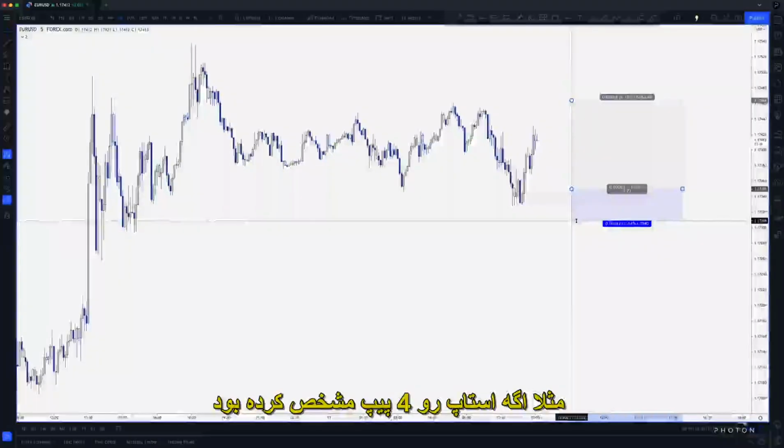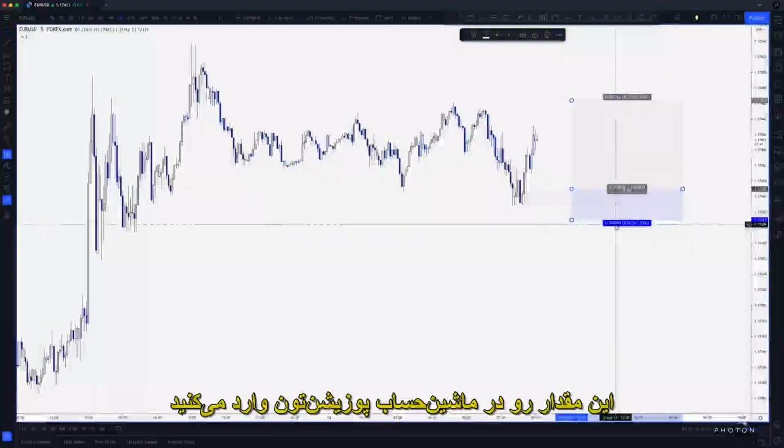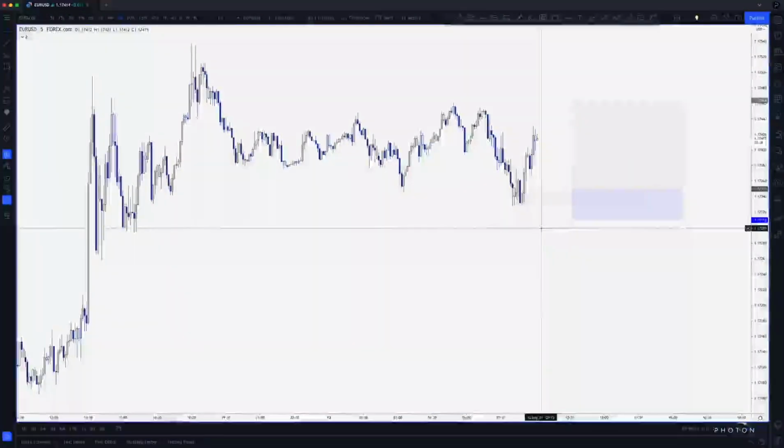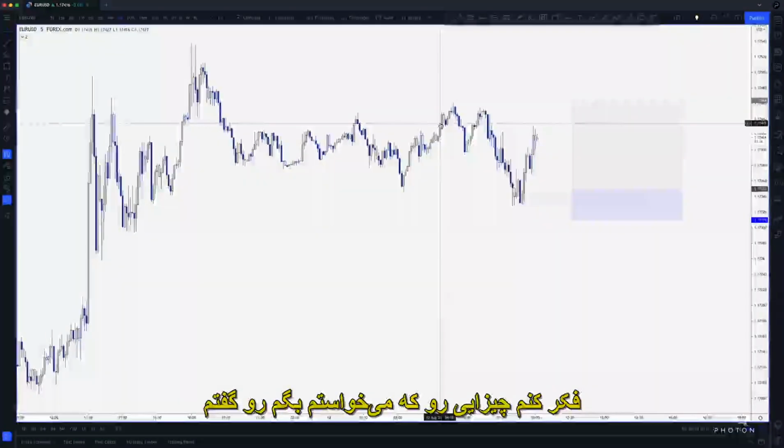So let's say you had a 4 pip stop. Again, that's just what you would punch into your position size calculator, and it will give you a slightly different lot size, and that's it. And then I think that's everything I wanted to cover.